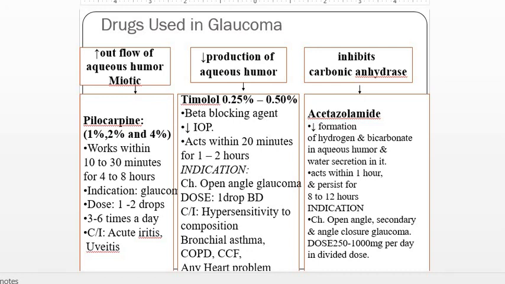And the contraindications include hypersensitivity to the composition, bronchial asthma, COPD, chronic cardiac failure, or any heart problem.